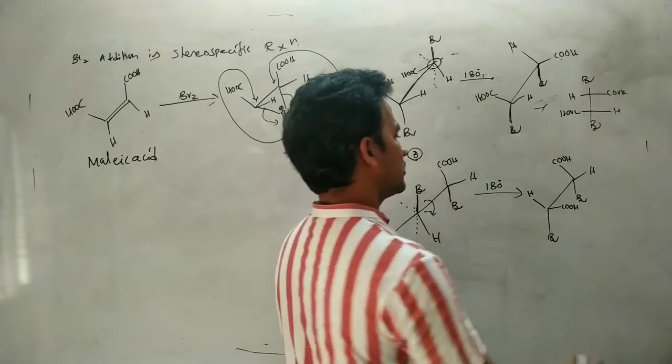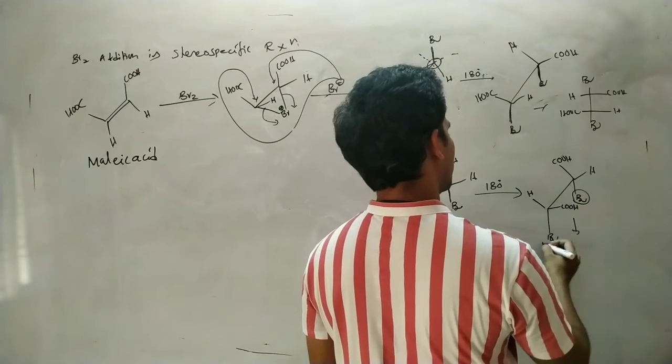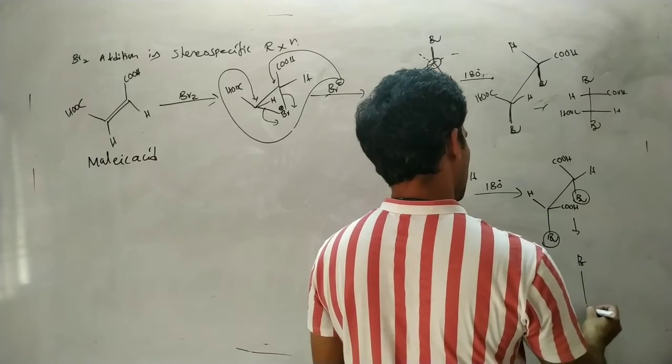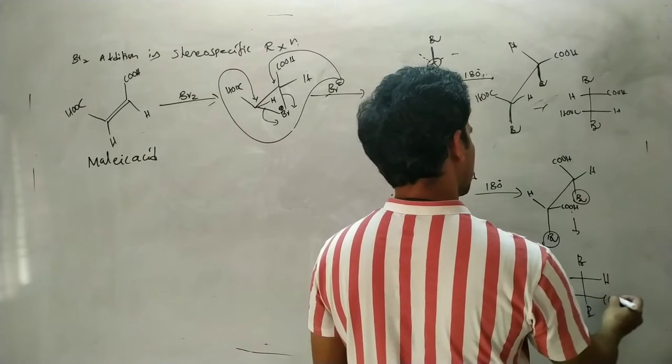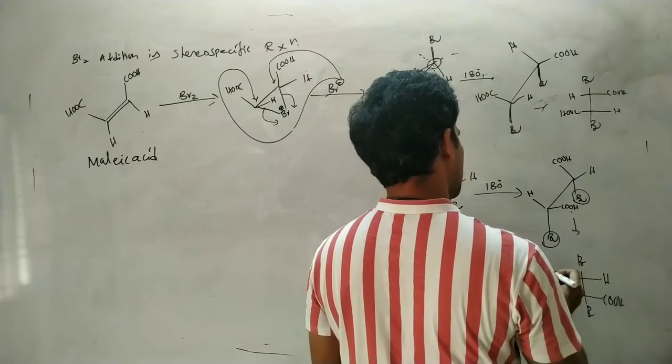Now from this one we can write: bromine in the downward direction, here bromine. Here a hydrogen on the right side, here COOH on the right side. So the remaining is COOH.